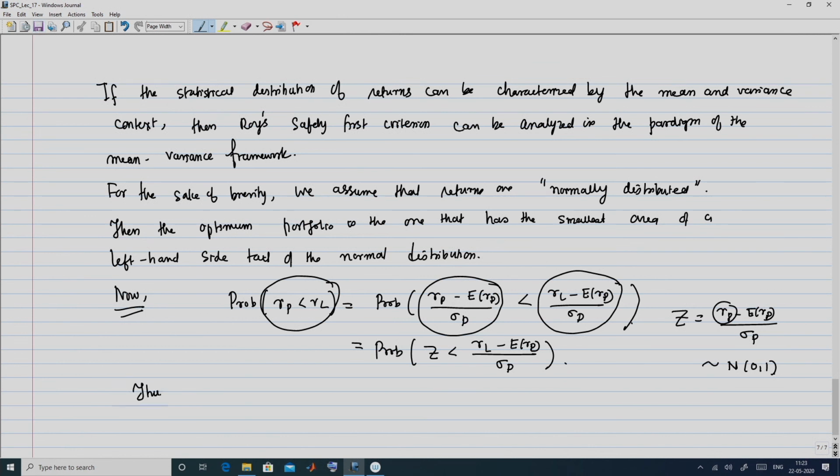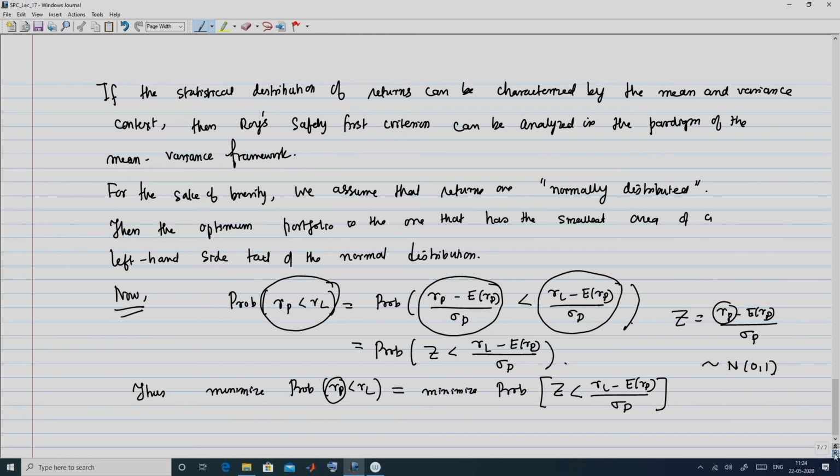So, thus the Roy's criteria of minimizing the probability that your R_p is less than R_L reduces, in the case of R_p being normally distributed, to the problem of minimizing the probability of Z less than (R_L minus E[R_p]) over sigma_p.